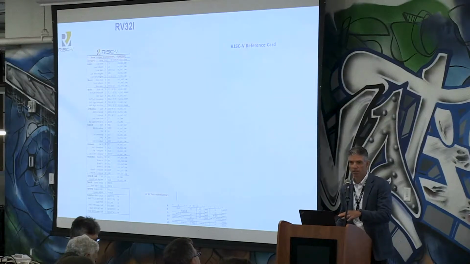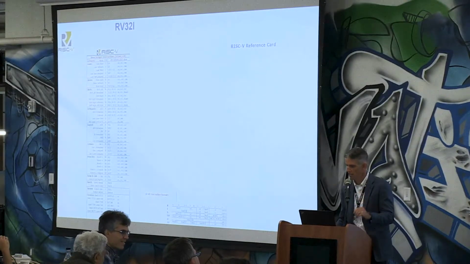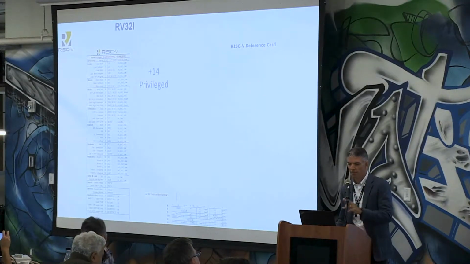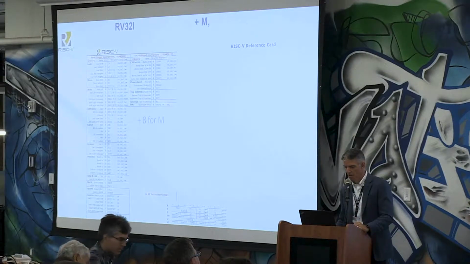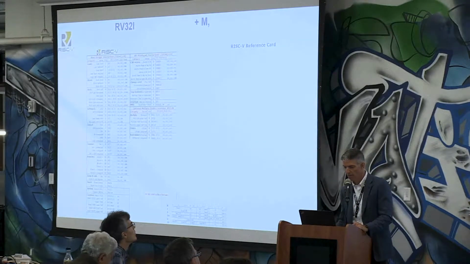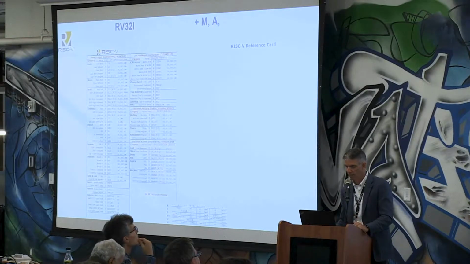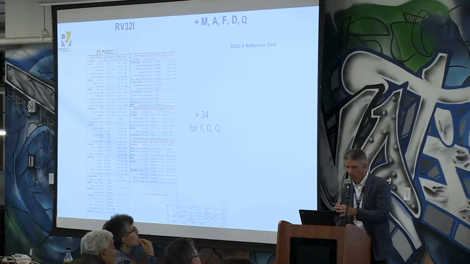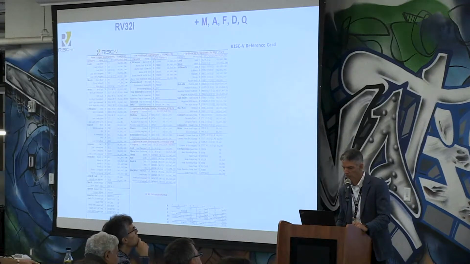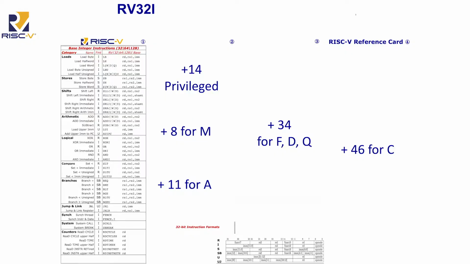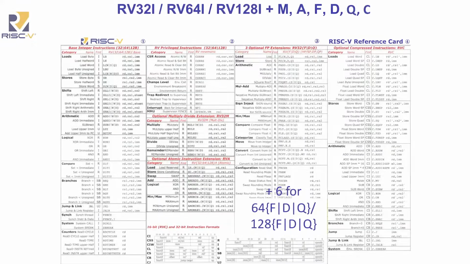So this is the base instruction set of RV32I. That means 32-bit integer instructions. That's the nomenclature. And that's the less than 50 instructions that would be in your machine if that's the only extension you implemented. And then we'd add 14 more for privilege mode, 8 more for multiply divides, 11 for atomics, and then the floating point, the different precisions of floating points, compressed mode, and then repeat it again for 64-bit and 128-bit variants. And there's your green card.